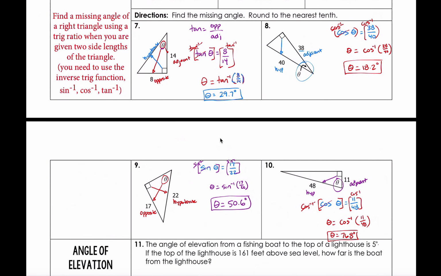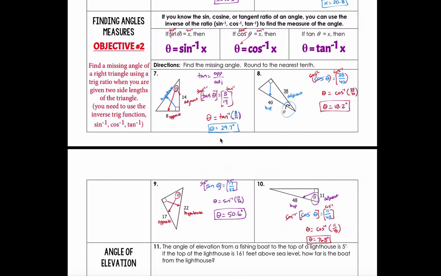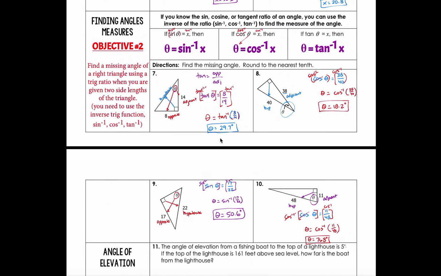All right, that's pretty much it, guys. So the first video showed you how to find side lengths using the trig functions, the trig ratios. This video showed you how to find angle measures using inverse trig ratios, right? Because we have to find out what the angle is.